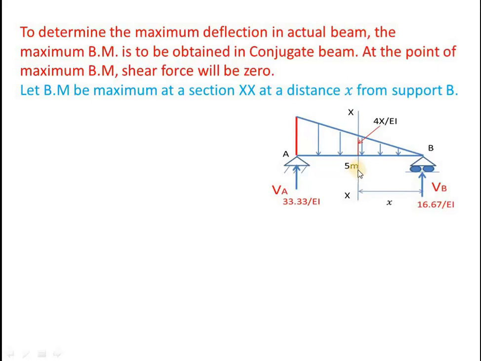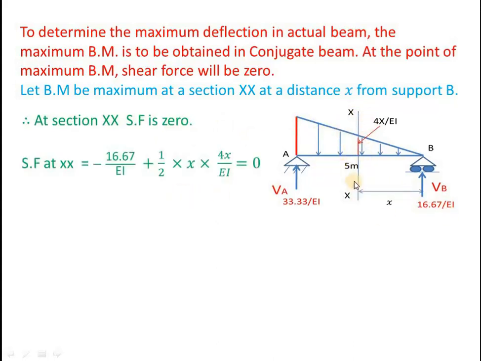There is a relation between maximum bending moment and shear force. At the point of maximum bending moment, the shear force will be 0. This is the point where the bending moment is maximum, so automatically the shear force at section x will be 0. How to write the shear force here? If you come from the left-hand side, upward is positive, downward is negative. If you come from the right-hand side, upward is negative, downward is positive. So the shear force at x is the algebraic sum of the vertical forces either to the left of the section or to the right of the section.